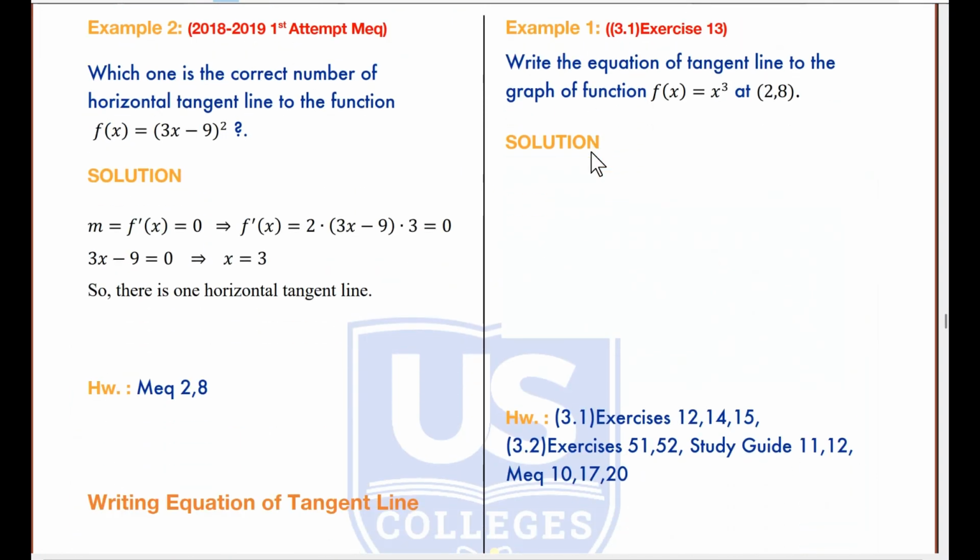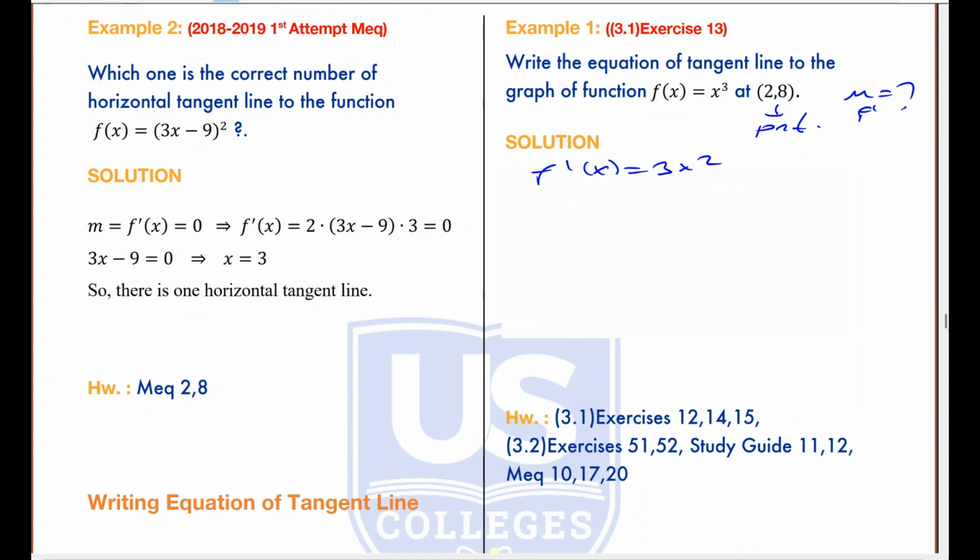First question, an exercise question. Write the equation of the tangent line to the graph of the function at (2, 8). So the point is given. I know the point. What is missing? The slope is missing. You know from the previous lesson that slope means derivative. So we are going to find the derivative. F prime of x equals the derivative of x cubed, which is 3x squared. I'm not done. I haven't found the slope at the given point yet.